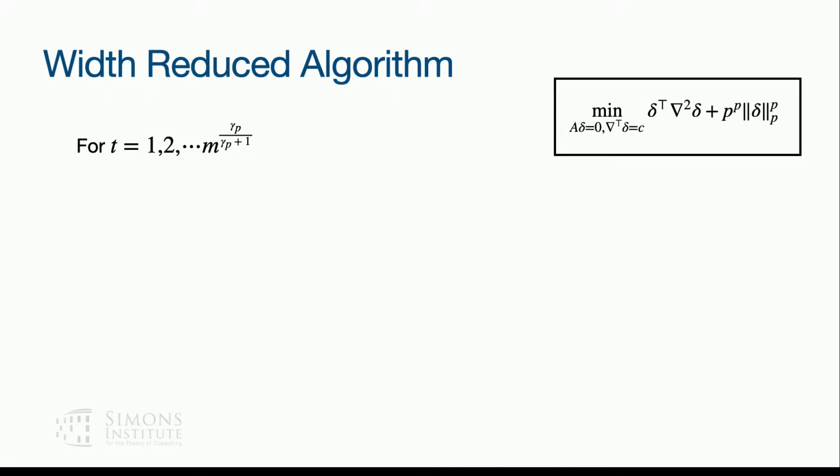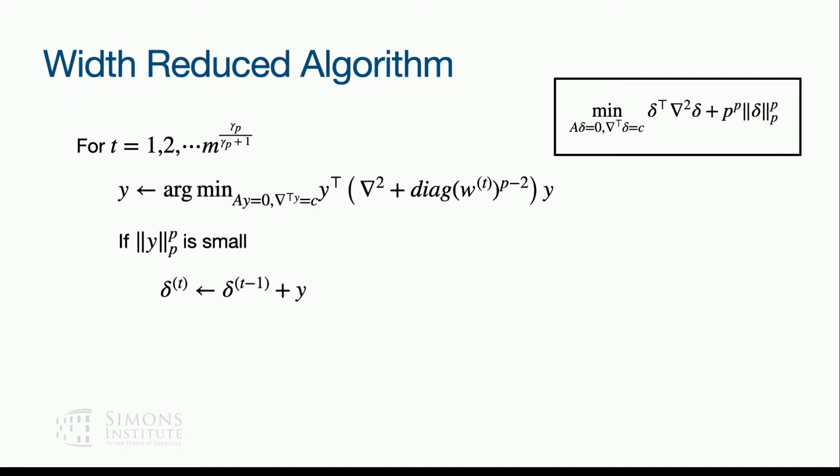So let's recap what we saw for LP. You had these few iterations. We were solving this quadratic problem, which was essentially just the Hessian of the function. And if the solution had a small norm, you were updating it. And if it was large, then you penalize the weights.